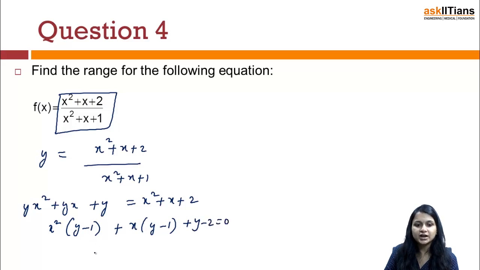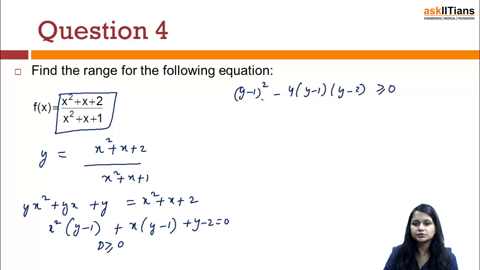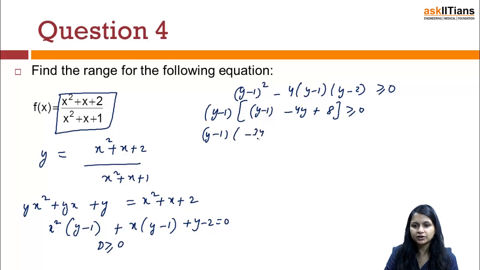Now, to get its range, I will say that this discriminant should always be greater than or equal to 0. So I have y minus 1 whole square minus 4 into y minus 1 into y minus 2 greater than or equal to 0. So you can easily take y minus 1 outside. So I am left with y minus 1 here and minus 4y plus 8 greater than or equal to 0. So y minus 1, y minus 4y is minus 3y, minus 1 plus 8 is plus 7, greater than or equal to 0.